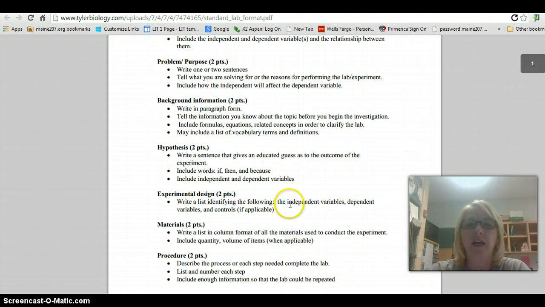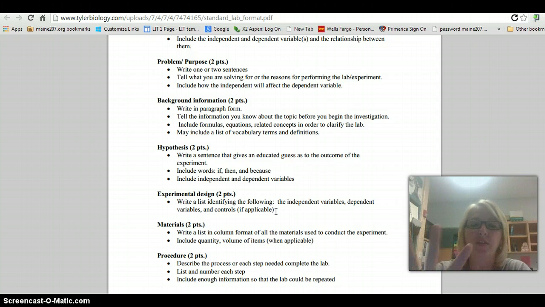Under experimental design, this is super important. It's worth 2 points. Independent variable, what is it? Dependent variable, what is it? You're also going to do controls. So the controls mean control group, also controlled variables. So what are the things that you kept the same, constants, and what control group? So this is super important.